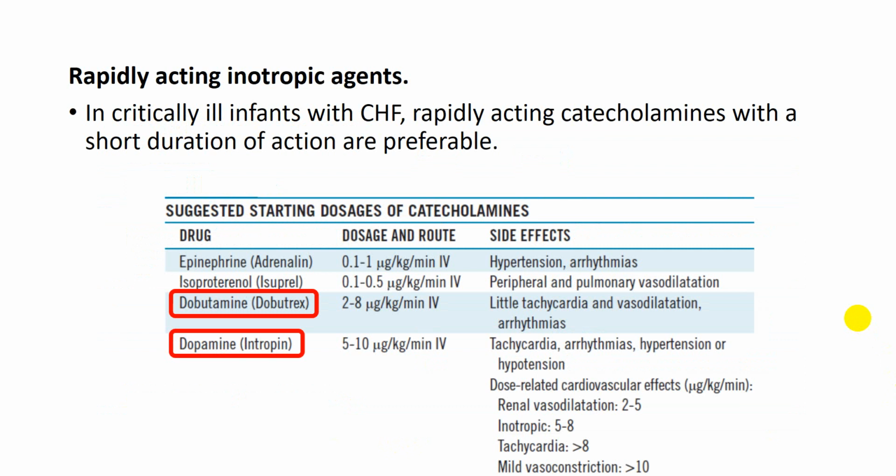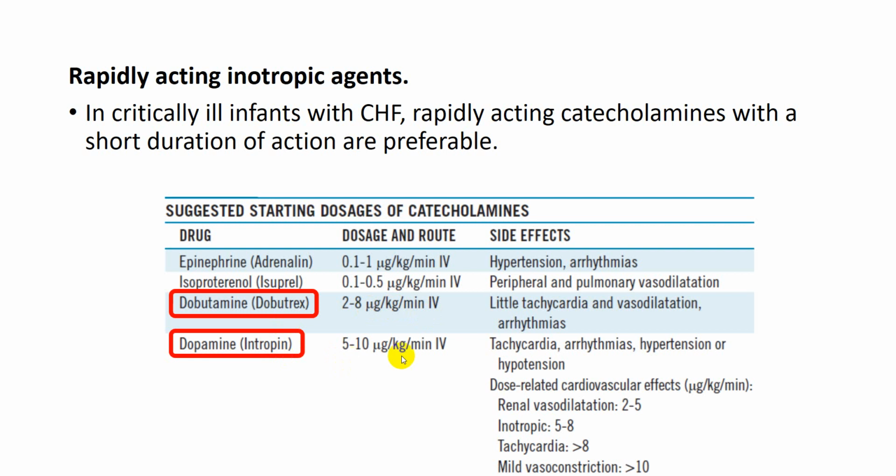The other group of drugs used in congestive heart failure is the rapidly acting inotropic agents. In critically ill infants with congestive heart failure, rapidly acting catecholamines with a short duration of action are preferable. Examples are epinephrine, isoproterenol, dobutamine, and dopamine. Dobutamine 2 to 8 microgram per kg per minute IV infusion, that can cause tachycardia, vasodilatation and arrhythmia.